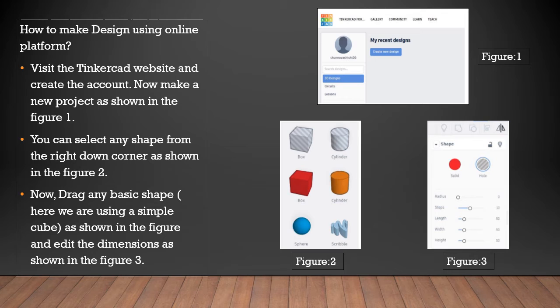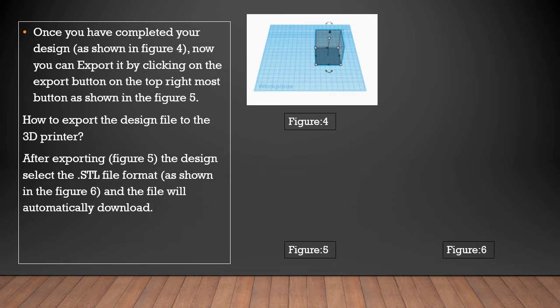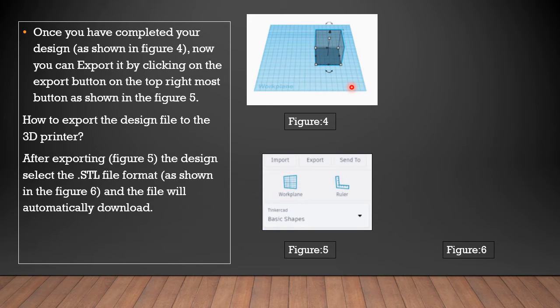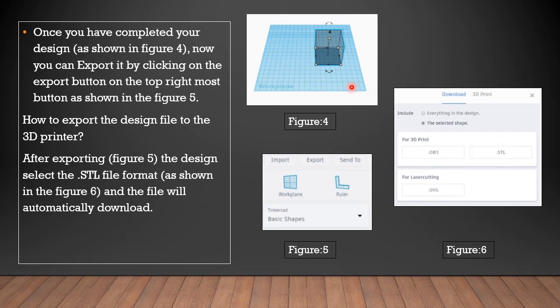So these basic shapes can be dragged and dropped into the working environment. Here the work plane is shown. We have selected a cube here, so it is dragged down onto the work plane, and after that we just set the dimensions and we can export the geometry in the .stl format. As you can see here, in the download option there are different formats for 3D print, .obj and .stl. So we have to select this .stl file and it will automatically download the file.